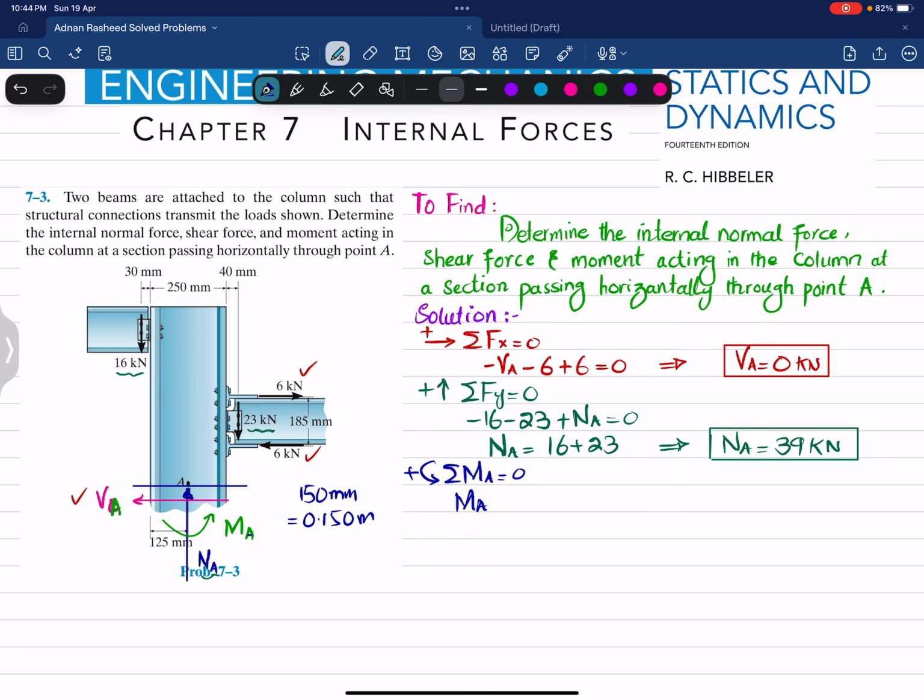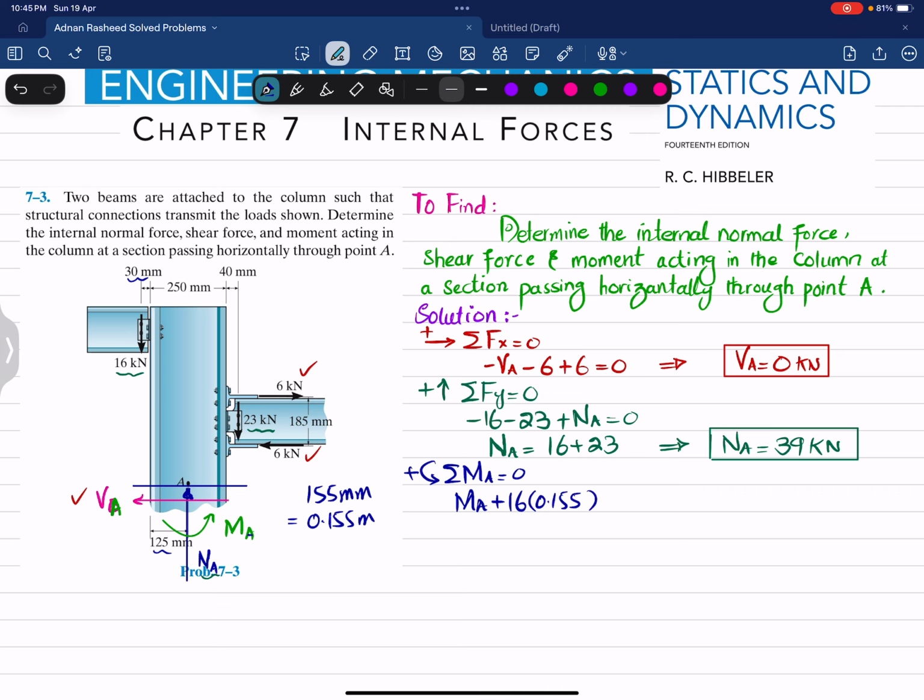Sorry, this is not 150. 30 plus 125 is 155, so let me make it correct. This is 155 millimeter, which is actually 0.155 meter. And this is producing a counterclockwise moment. So 16 multiplied by 0.155.